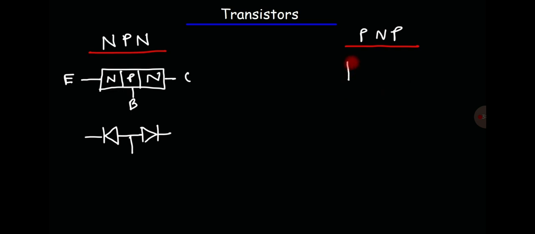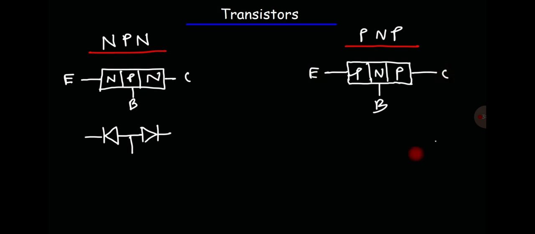Now let's spend a minute talking about the PNP transistor. Everything is in reverse for this particular transistor. Instead of having two N-type materials and one P-type material, we have two P-type materials and an N-type material. So the base is made up of N-type semiconductor, and the emitter and the collector are made up of P-type material. The equivalent symbol for the PNP transistor using diodes looks like this.